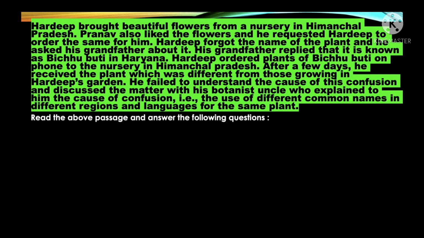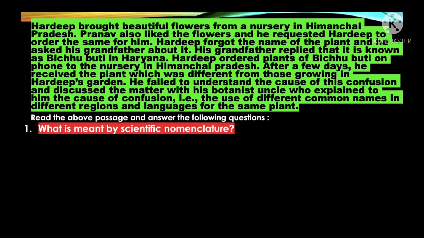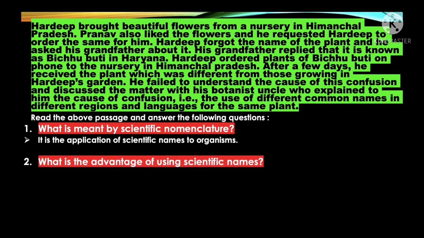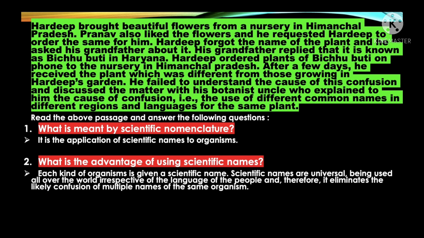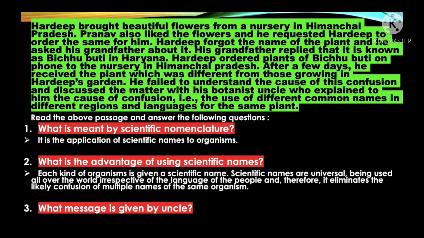him the cause of confusion, that is, the use of different common names in different regions and languages for the same plants. So, the question is, what is meant by scientific nomenclature? It is the application of scientific names to organisms. What is the advantage of using scientific names? Each kind of organism is given a scientific name. Scientific names are universal, being used all over the world, irrespective of the language of the people, and therefore it eliminates the likely confusion of multiple names of the same organism. What message is given by uncle? It is better to use scientific names to avoid confusion.